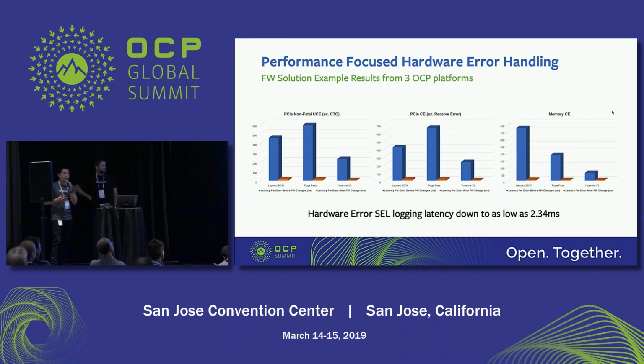With all those three strategies in place, we tested this new firmware error handling solution on 3 different OCP platforms. The system stall measurements are measured against 3 different hardware errors: the PCIe non-fatal uncorrectable error, PCIe correctable error, and memory correctable error. The results show the performance impact of system stall due to hardware error handling can be reduced significantly. The average system stall time per failure event can be reduced from hundreds of milliseconds to as low as 2.3 milliseconds. This is a big performance improvement.